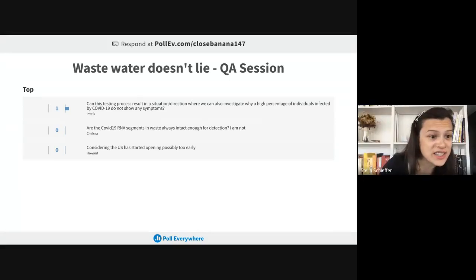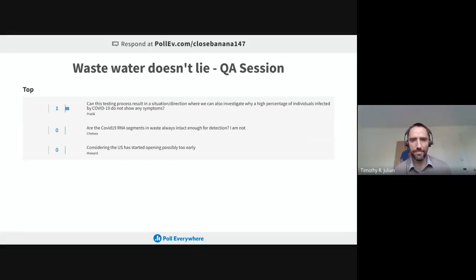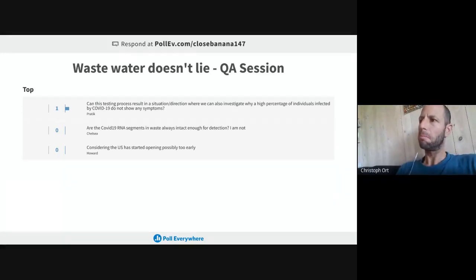The next question in my project is, can this testing process result in a direction where we can also investigate why a high percentage of individuals infected by COVID-19 do not show any symptoms? I don't think so. Probably not. You ask about why. I don't think we can derive direct causal relationships out of the wastewater. But that's my humble opinion, not knowing all the details about what I mentioned before with these genetic mutations, that with sequencing one could maybe get more information.